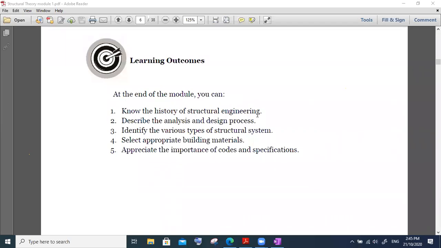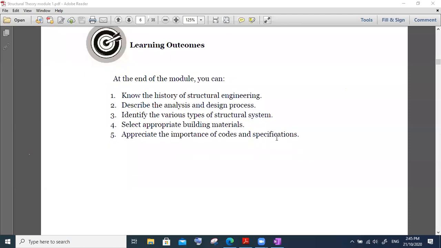We have to describe the analysis and the design process and identify the various types of structural system. And we should know how to select the appropriate building material, appreciate the importance of the codes and specifications.